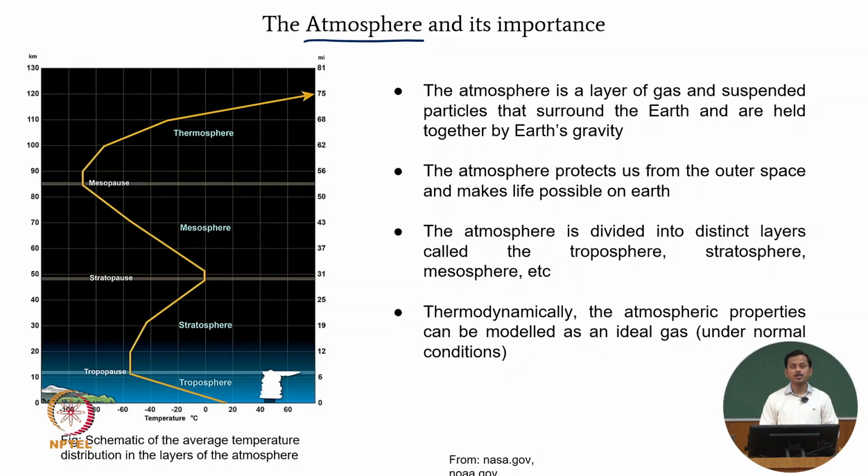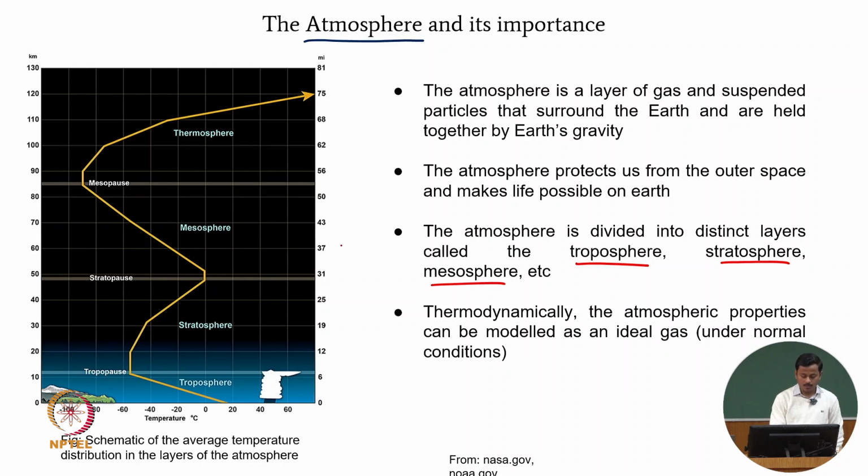By comparison to the size of the Earth, the atmosphere is very thin, but still this thin layer is something which is protecting us from harmful radiation that is there in the outer space, and this is why human beings and other life forms can survive on Earth. The atmosphere is divided into distinct layers called the troposphere, stratosphere, mesosphere, thermosphere, etc.